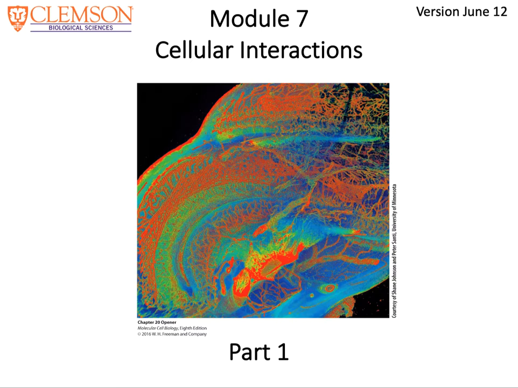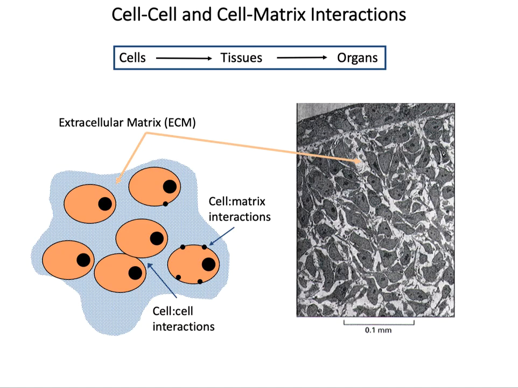Module 7, Cellular Interactions, Part 1. From the beginning of the course, we have been talking about cells as individual entities. And then in a previous topic, cell signaling, we saw how cells can communicate with each other. And now I want to stress again that no cell lives in isolation. It is always influenced by neighboring cells and by its neighboring environment.